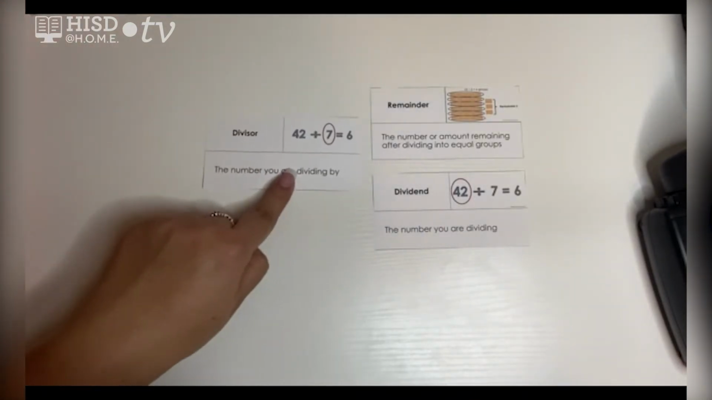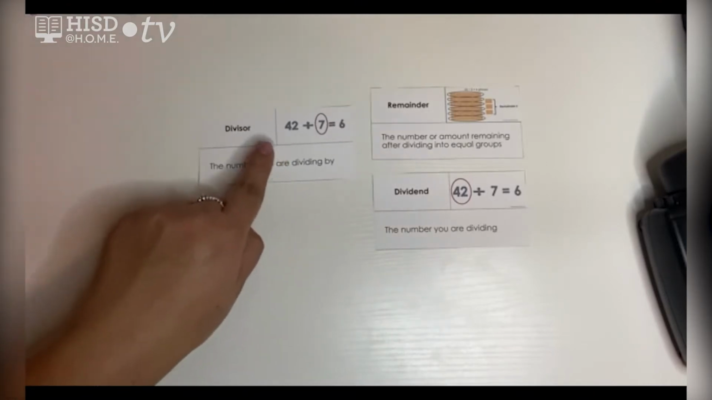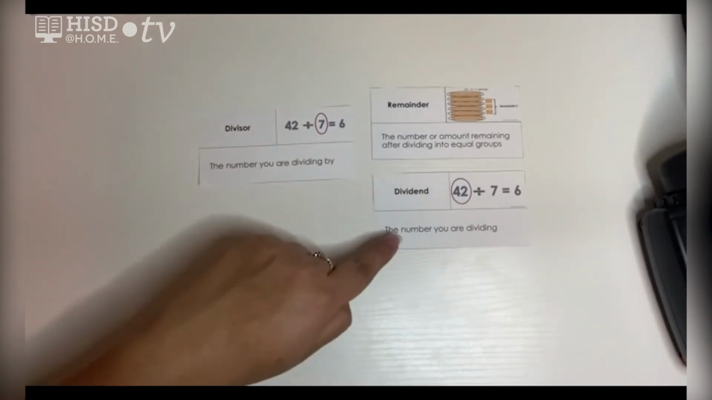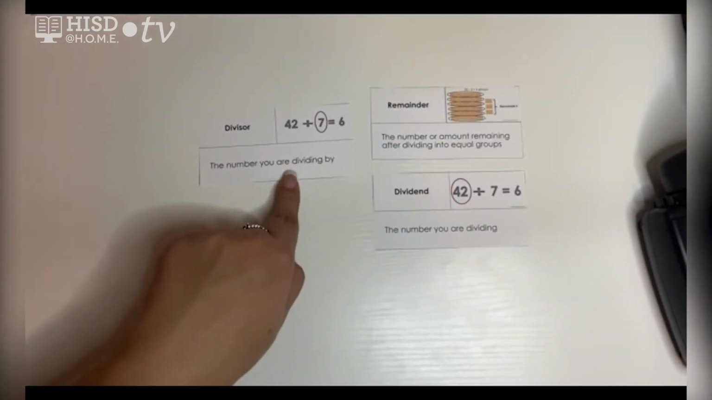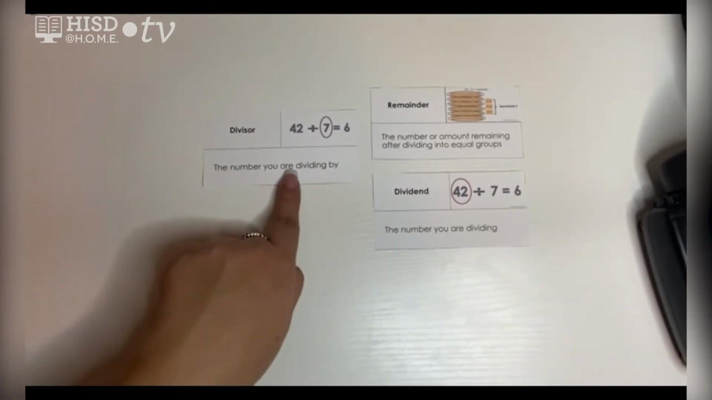The next word that I see here is divisor. This is the number that you are dividing by. Remember that the divisor, guys, is always the second number in the equation. So our divisor in this specific equation here is 7. The divisor.